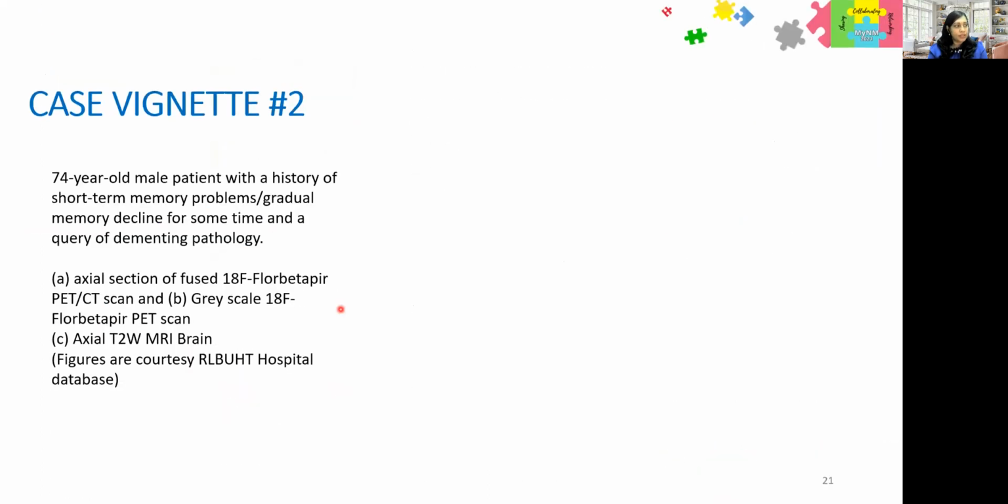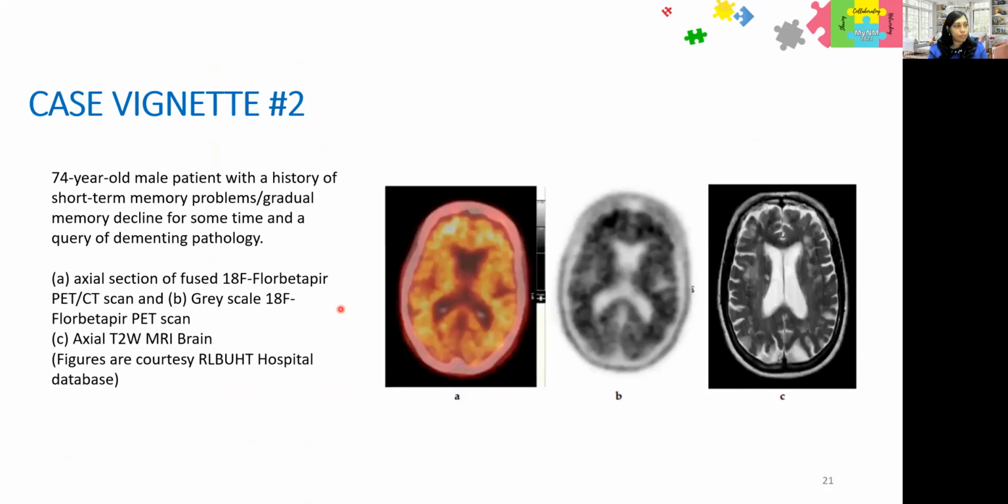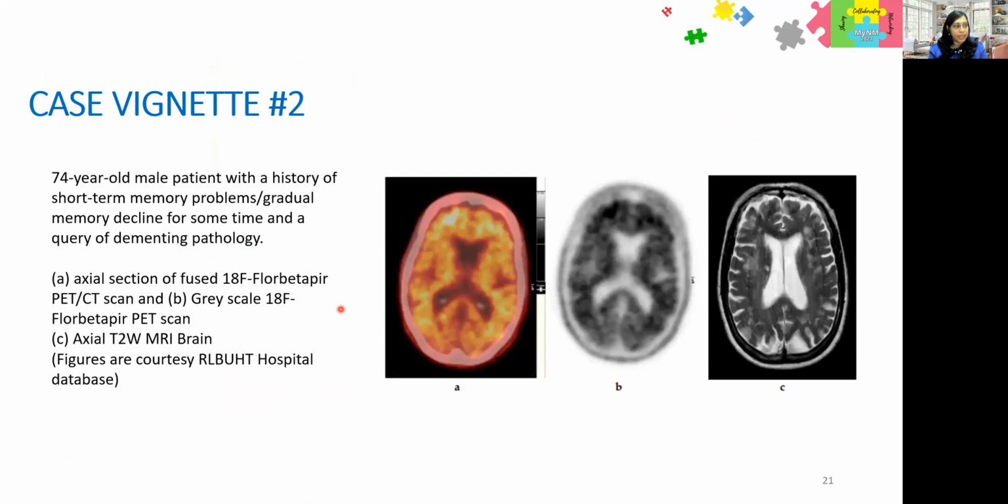The next patient is a 74-year-old male with a history of short-term memory problems and gradual memory decline for some time, with a query of dementing pathology. This patient had an amyloid scan, which was correlated with the MRI of the patient. This is a T2-weighted MRI image. Can you predict what is the diagnosis for this patient?